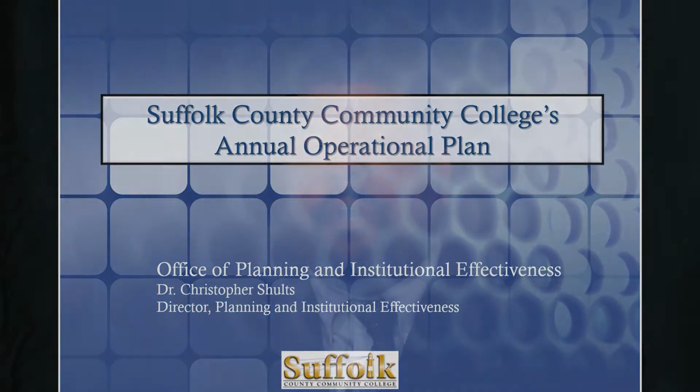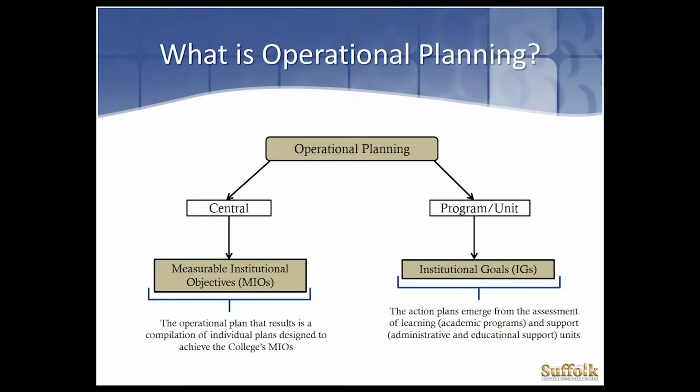The college's operational planning process results in two very distinct processes. The first of these results in a college operational plan. This is the plan that operationalizes our strategic plan. The strategic plan, again, does not go into tactics, but we can look at the activities and the plans that we're engaged in on a daily basis, and we can see how these connect back to our measurable institutional objectives, our MIOs. These are our strategic priorities for 7 years.